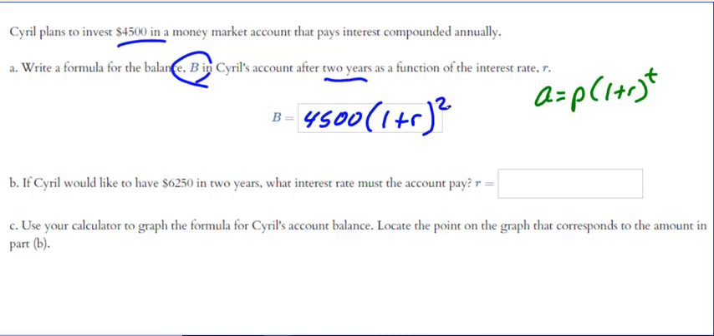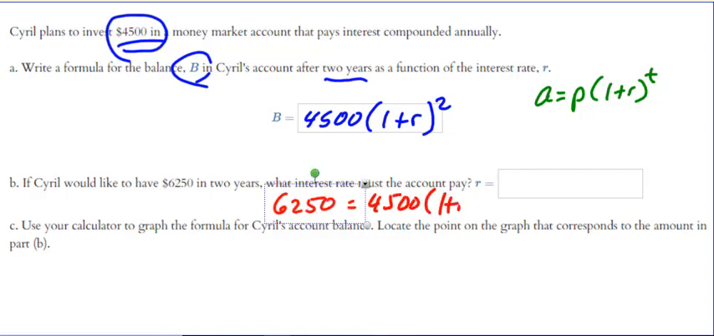Now, that's going to allow us to solve some things after they tell us the next question. P is the initial amount, so that's 4,500, okay? And A is the final amount. So Cyril would like to have 6,250 in 2 years. What would the interest rate be? So here's the equation: 6,250 equals 4,500 times 1 plus r raised to the second power. So we've got to find the r.